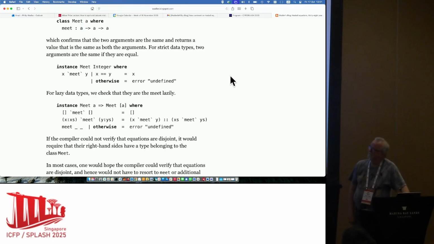So I thought making this change would enable functions with infinite results to behave in a way more like the way they behave at the moment. Meet would need to be a class, and the compiler would need to introduce calls to meet in appropriate situations.